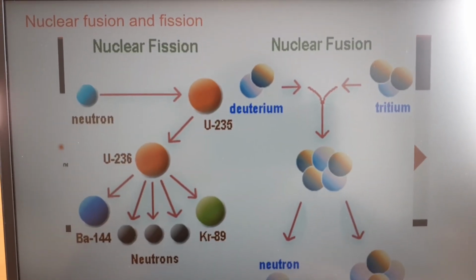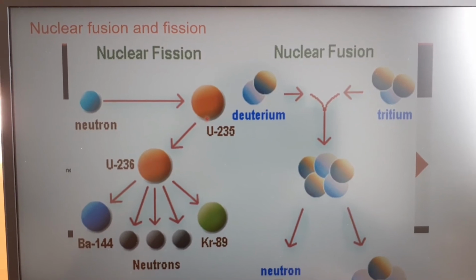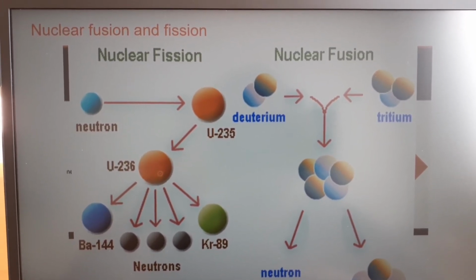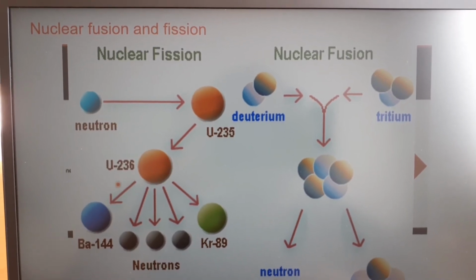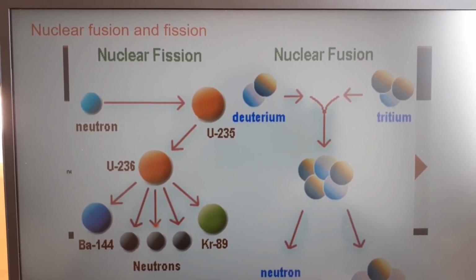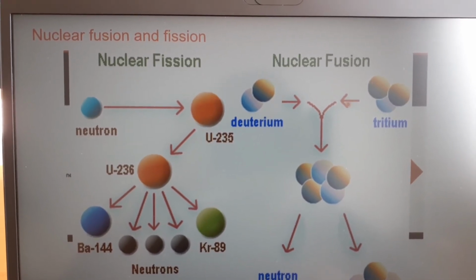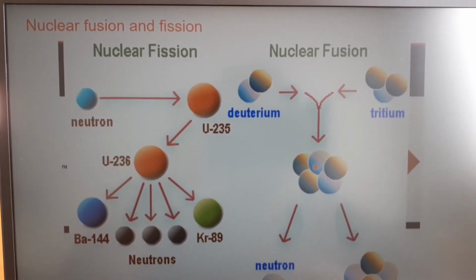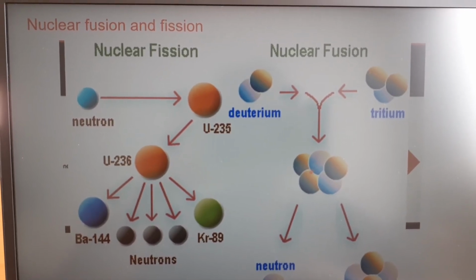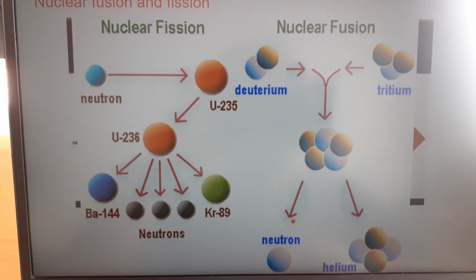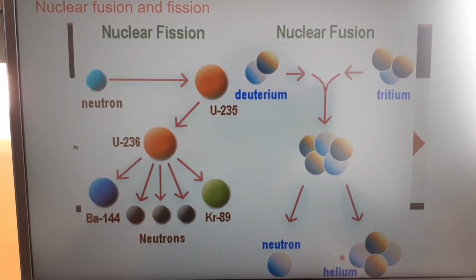Here you can see the concept: a neutron is bombarded into uranium 235, and it forms uranium-236, followed by other neutron particles. Whereas in nuclear fusion, the deuterium or tritium ions combine and form an unstabilized nucleus, and that unstabilized nucleus basically decays into radioactive particles.